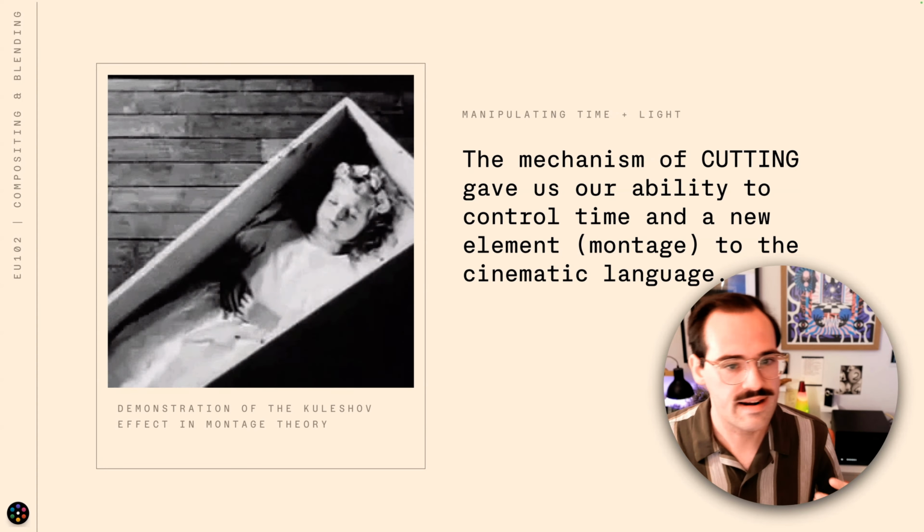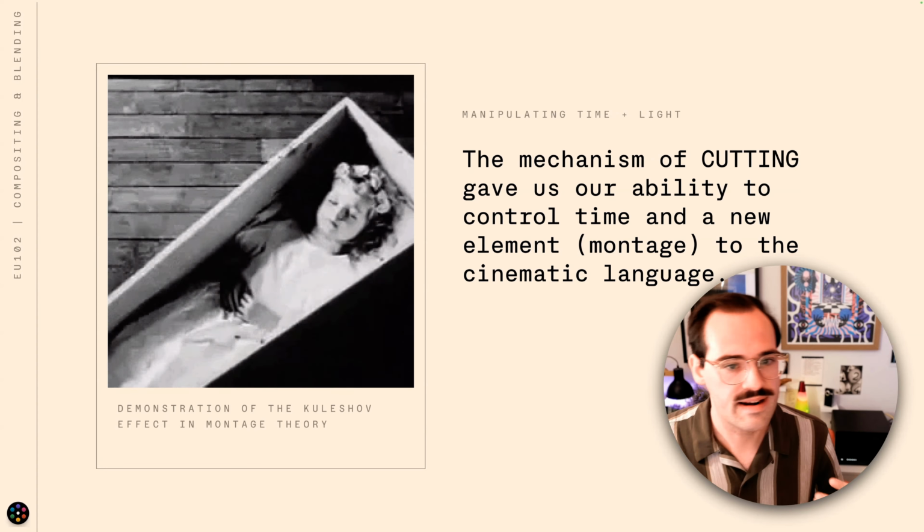But what about the manipulation of light? What aspect of editing gave us the ability to manipulate light in a way that was different and contributed to the cinematic language? Well, I would argue that that's where compositing and blending features come in. So today I want to talk about the basic idea of compositing and blending and some of the features that make it up. So we're going to talk through a couple of these different features, and I will show you some examples of things that you can do with them.